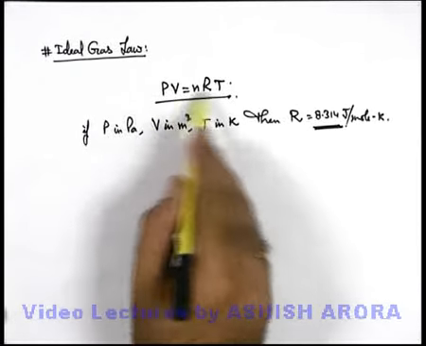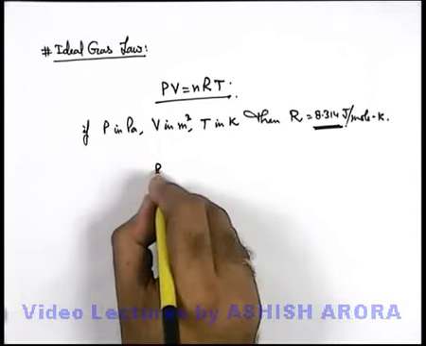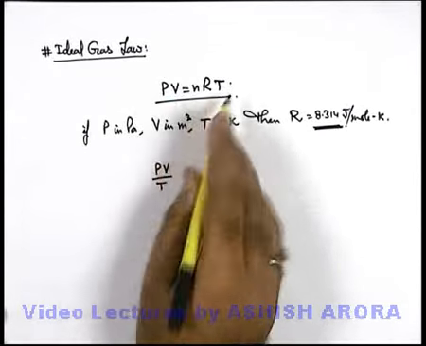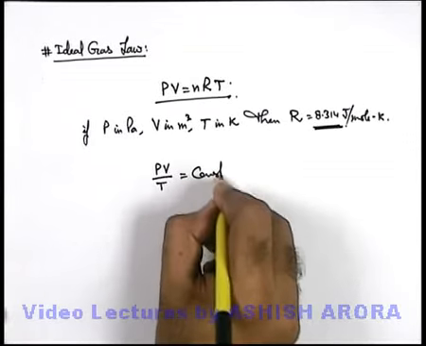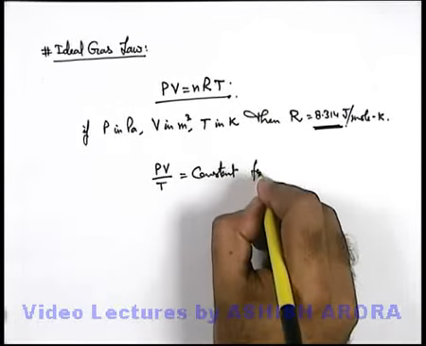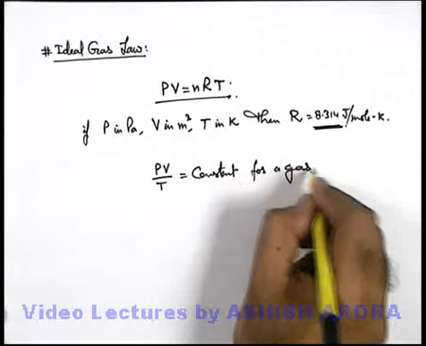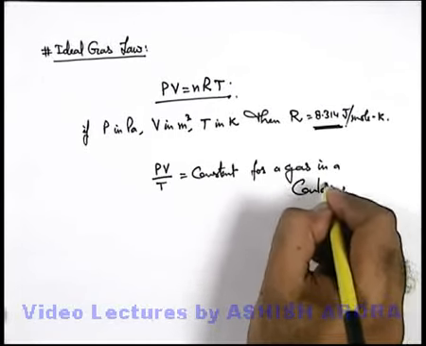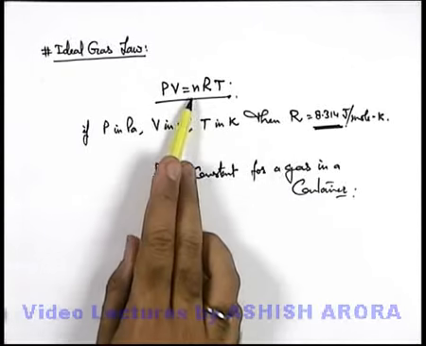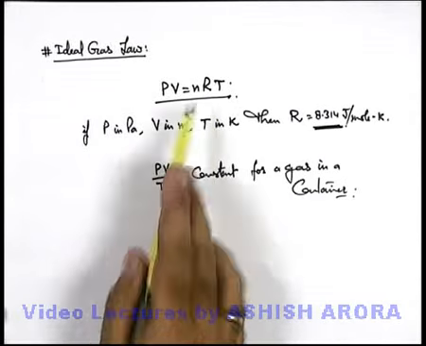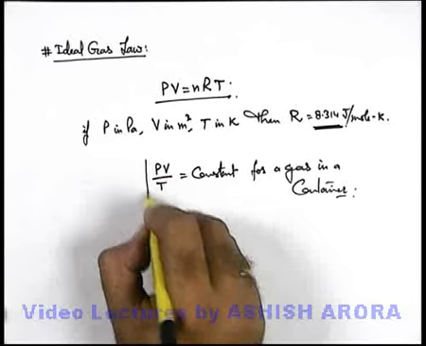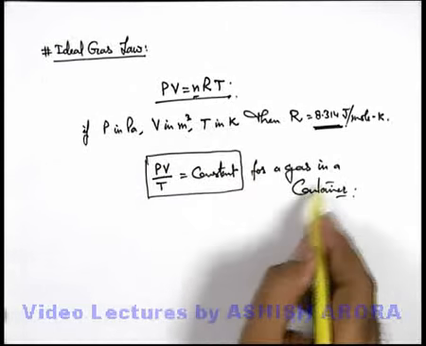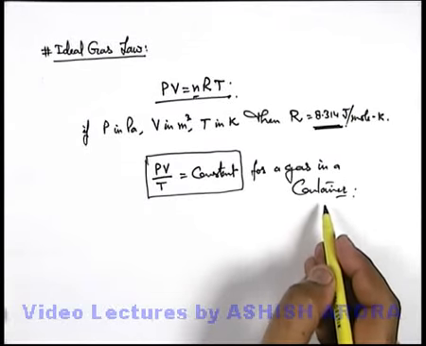And using this relation, we can also write the ratio of PV and the temperature is nR, which can be taken as a constant for a gas in a container. As we know, in case of a container, number of moles are constant, R is already a constant. So we can state PV by T is always constant as number of moles are constant for a gas which is contained in a container.